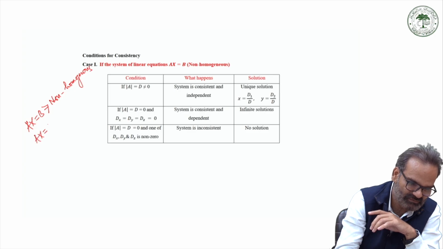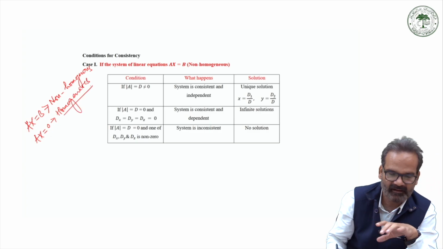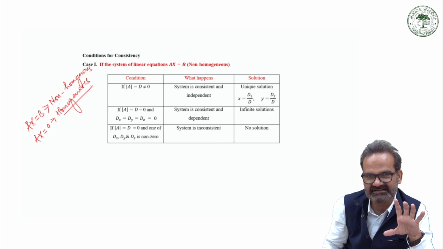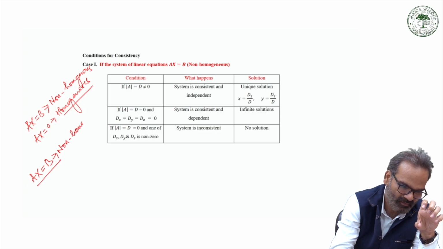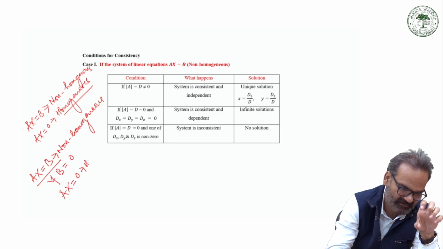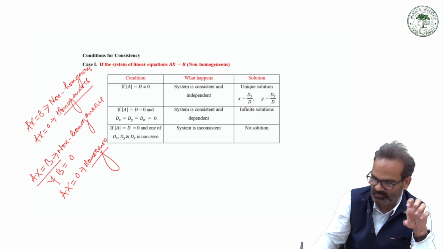Second is AX equals to 0, which is called homogeneous. And this is what we discussed in the very beginning. The system AX equals to B is non-homogeneous. And if B is equal to 0, then it converts to AX equals to 0, and then it is called homogeneous. So what does it mean?